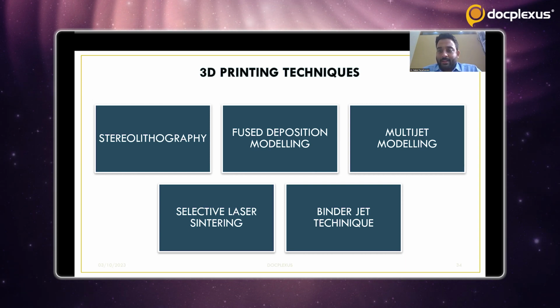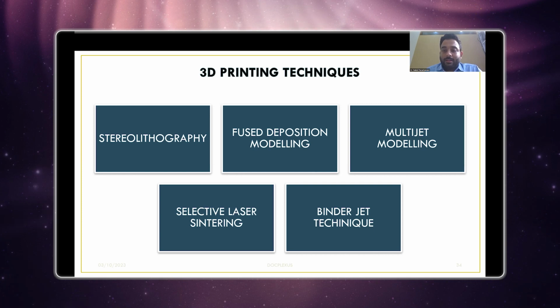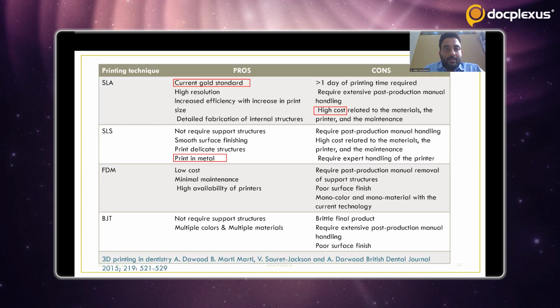And in binder jet, a material is used in an inkjet style, where powder is added layer by layer on a platform. Stereolithography is considered the gold standard. SLS, selective laser sintering, is what was used in our case, which can print in metal.